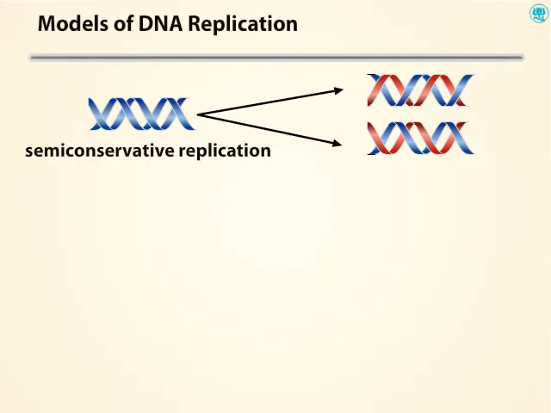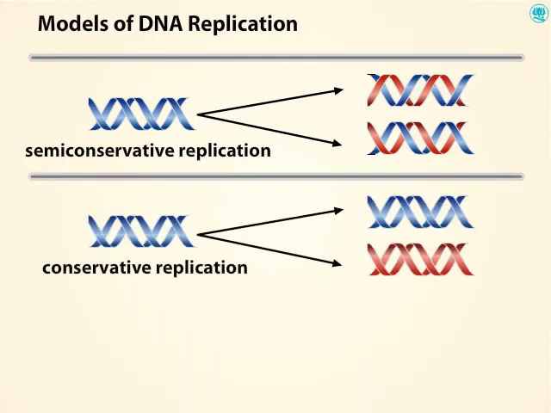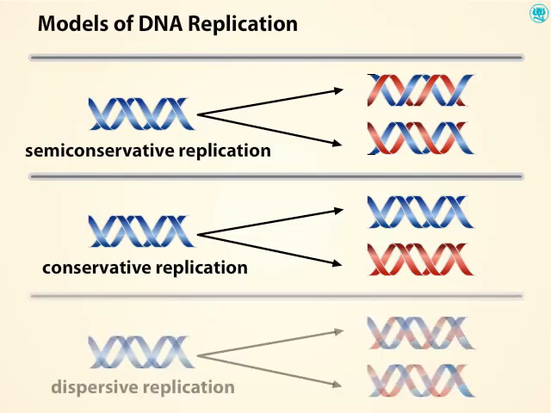There are other models to consider as well. For example, the old DNA molecule could be preserved and an entirely new DNA molecule could be produced from it. In yet another model, the result of replication would be two molecules with old and new DNA interspersed along each strand.